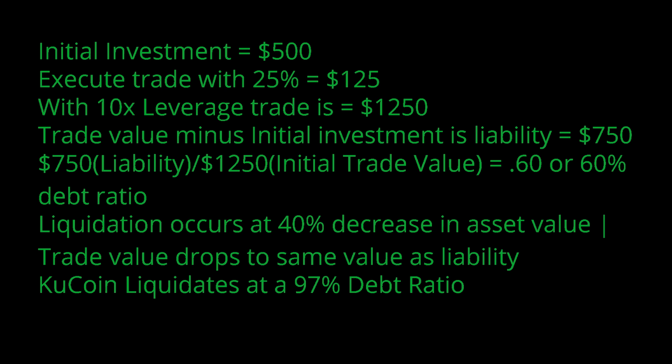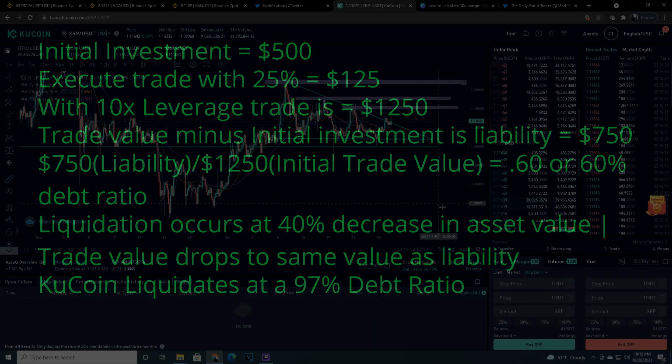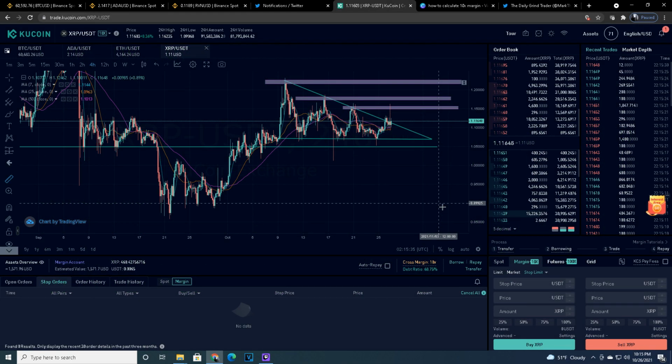Now that you know how the calculation is made, how you can identify your debt ratio and your liquidation price and your liquidation point, now we can look at some charts to show how we can be smart with trading on leverage. All right guys, first rule is out of the way. We now know exactly how margin is calculated. How is the liquidation price calculated? We know all that now. We know how you can lose all your money, but now how can you prevent that?